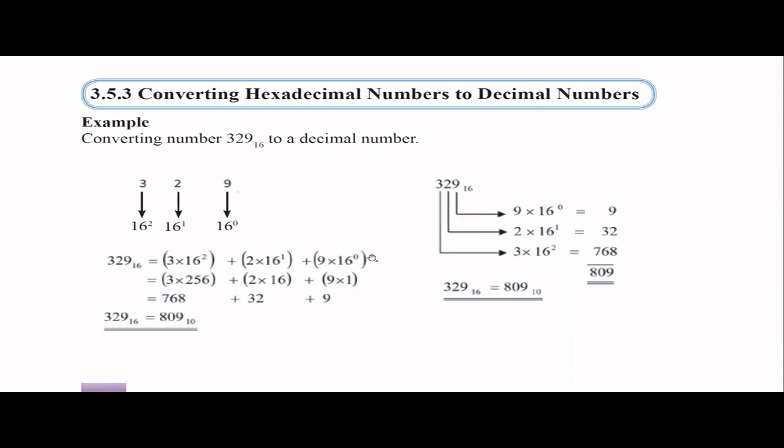So this is 1, 1 into 9 is 9. This is 16. 16 into 2 is 32. This one is 16 to the power 2. That means not 16 into 2. That is 16 into 16. That means 256 into 3. So you get the answers separately and add them all, then you can get this number. So if you get this done in mathematics also, it will be very helpful for you definitely.